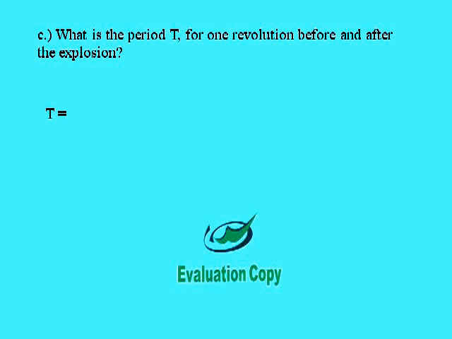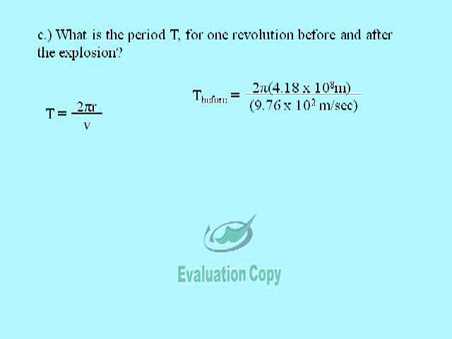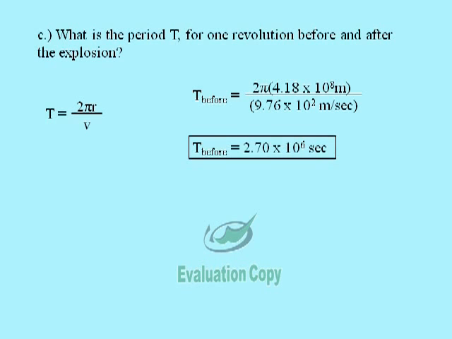For part C, the equation for the period of one revolution is 2 pi times the radius divided by the velocity. For the period before the explosion, you can plug in the velocity and the radius from before the explosion, and you should come out with 2.70 times 10 to the 6th seconds.